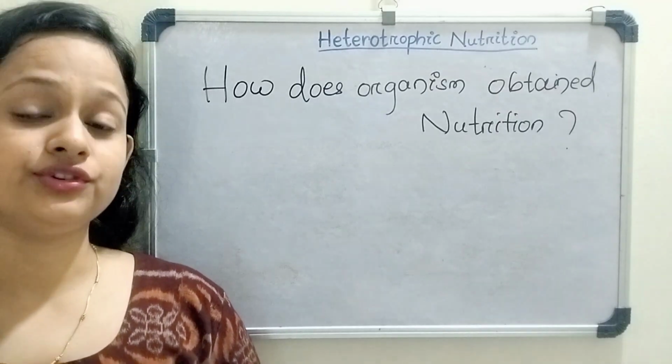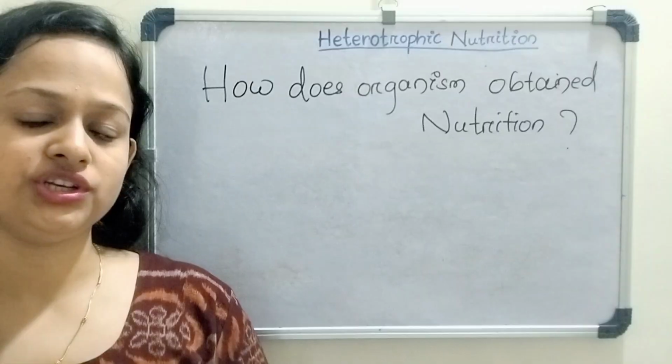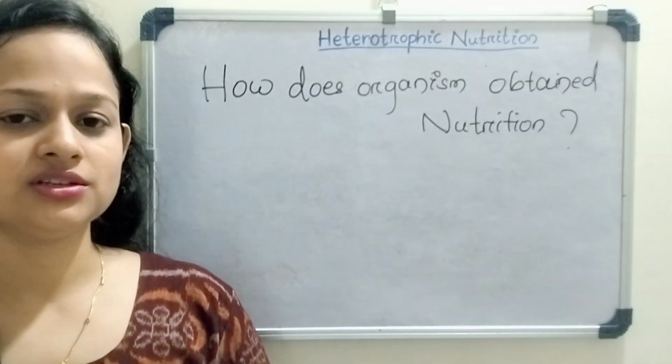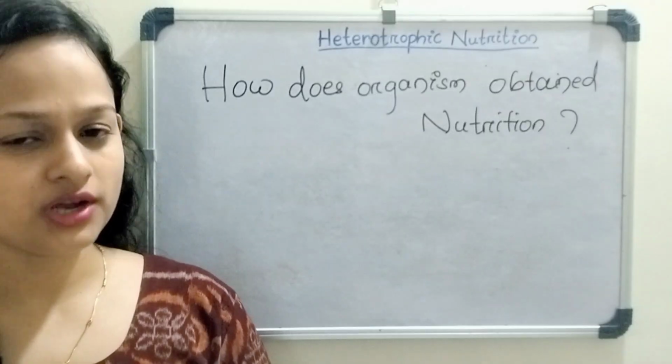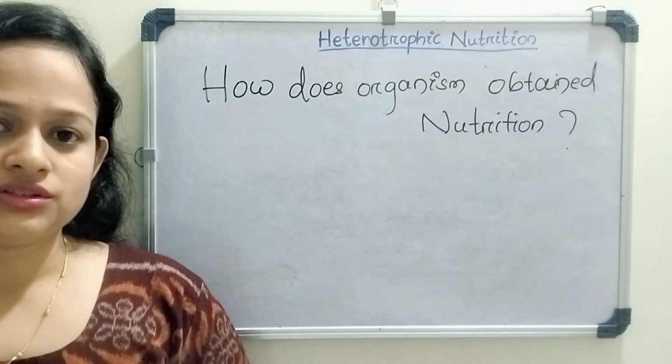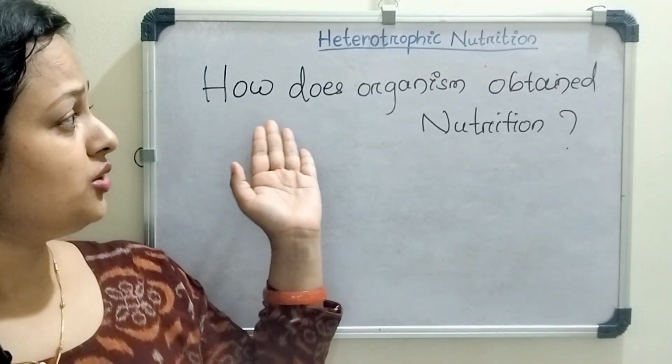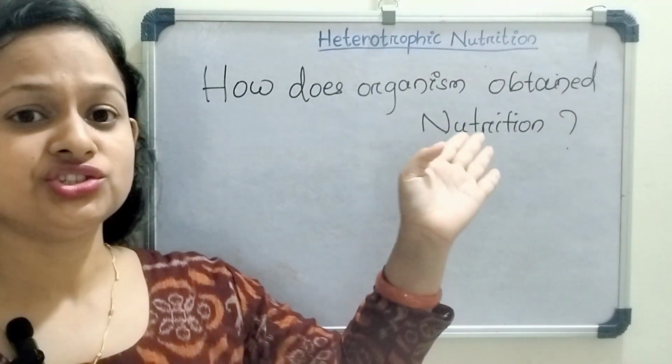So these were the different types of heterotrophic nutrition depending upon the different food obtaining strategies adopted by different types of animals. After all, we have to know how an organism obtains its nutrition.